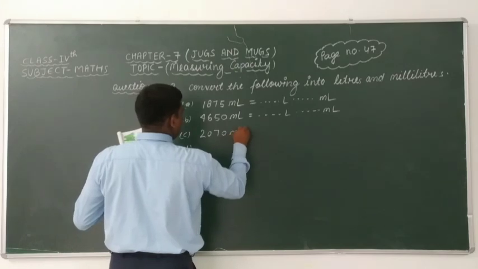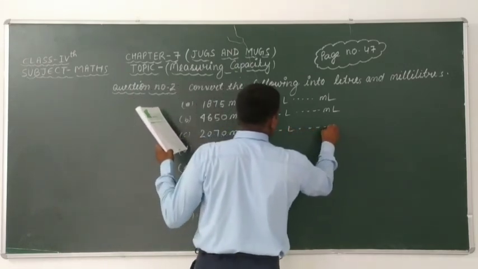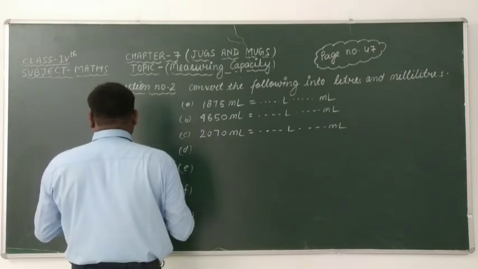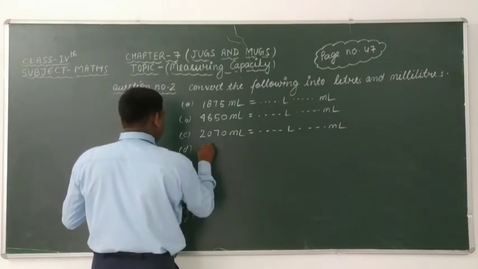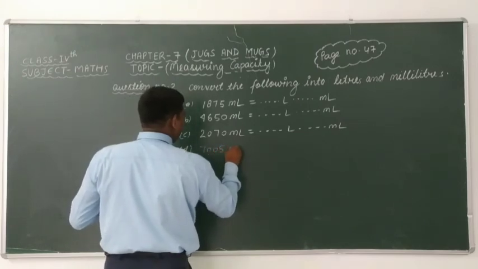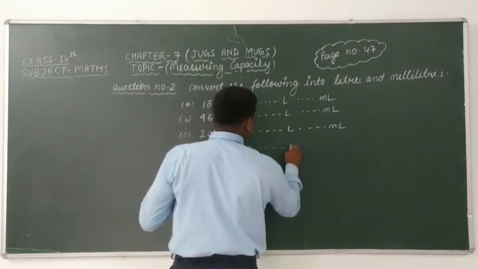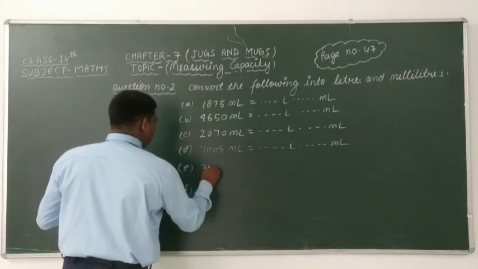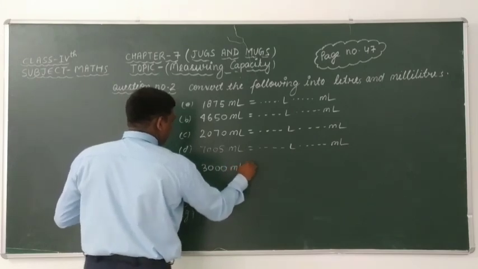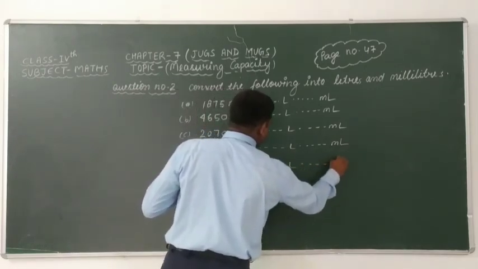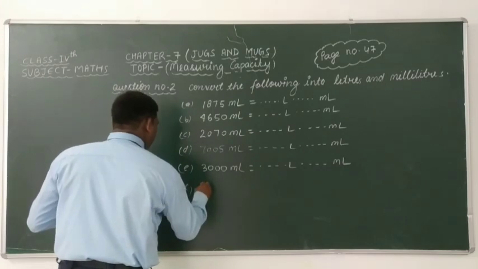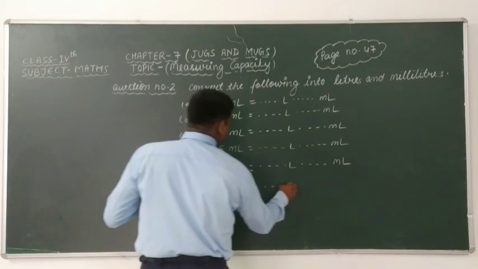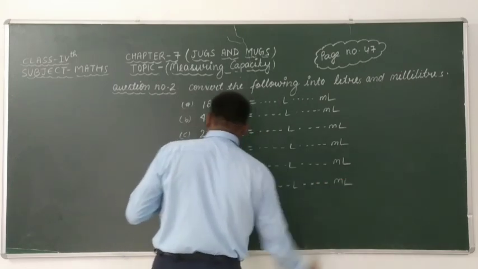2070 ml is equal to, in question number D, 7005 ml is equal to dash liter dash ml. 3000 ml is equal to dash liter dash ml. 5450 ml is equal to dash liter dash ml.